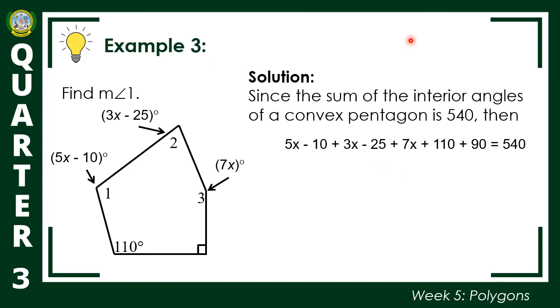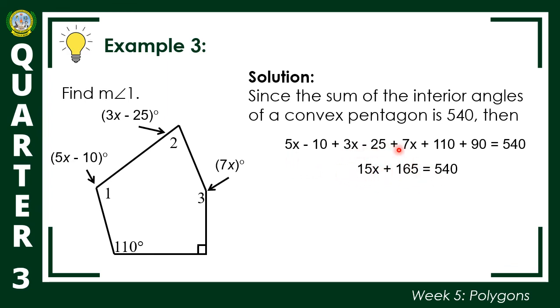Okay? So, one way to simplify is by combining the like terms. As you can see, meron tayong mga like terms dito. We have 5x plus 3x plus 7x. Okay? And then yung mga constants natin, considered na like terms yan. So, i-combine natin yung negative 10, negative 25, 110, and 90. So, simplifying po, ito na yung lalabas na expression or equation.